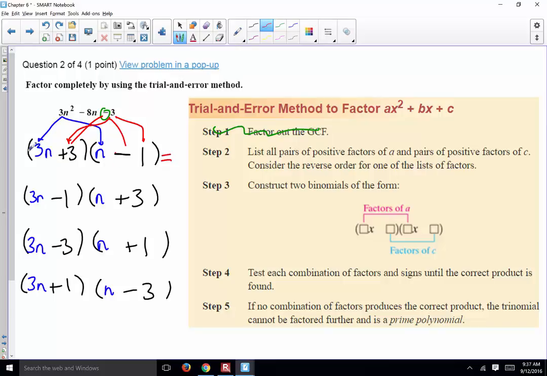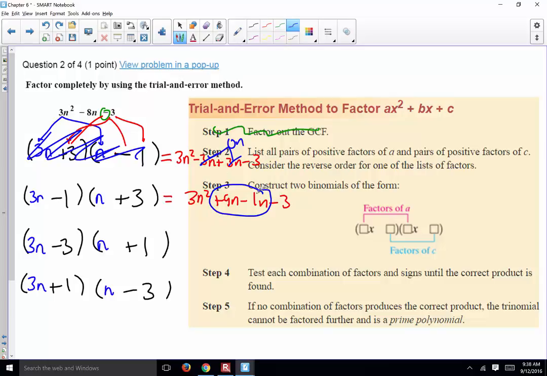Let's test this out. FOIL it. 3n squared minus 3n positive 3n minus 3. Did it make it? Did this one make -8? When I add these two, what is the total? 0n. They cancel. False. Next. 3n squared plus 9n minus 1n minus 3. What is 9n minus 1n make? 8n.